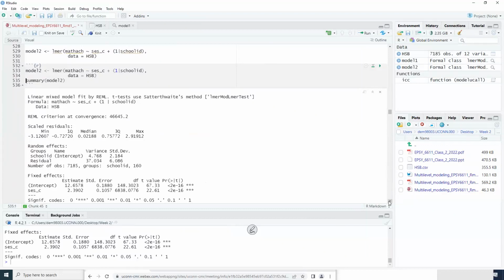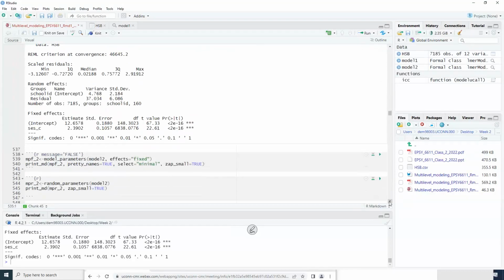And the SESC, that's the slope. That's the SES slope. So this is saying, for every point increase in SES, we expect to see a corresponding 2.39 point increase in math achievement. And remember, we haven't allowed that SES slope to vary across schools, so we're really forcing all of those regression slopes for each of the 160 schools to be parallel. So we're allowing for different intercepts across the 160 schools, but not different slopes. And that's really what we see here.